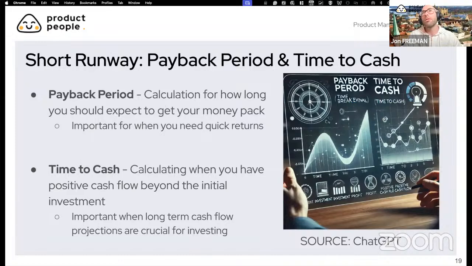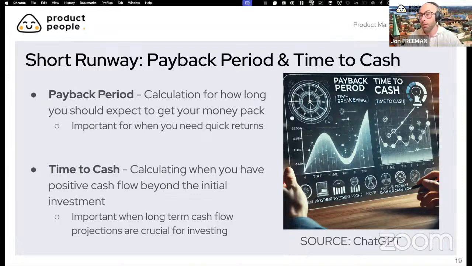So what do you do if you find yourself in a scenario where you have a short runway? A couple of tools to add to your toolbox. You can think about payback period and you can think about time to cash. These two are very similar in terms of how you do this, but one being payback period: how long do you expect it to take for you just to get your investment back? I spend 10 grand to develop this thing. When am I going to get that 10 grand back?